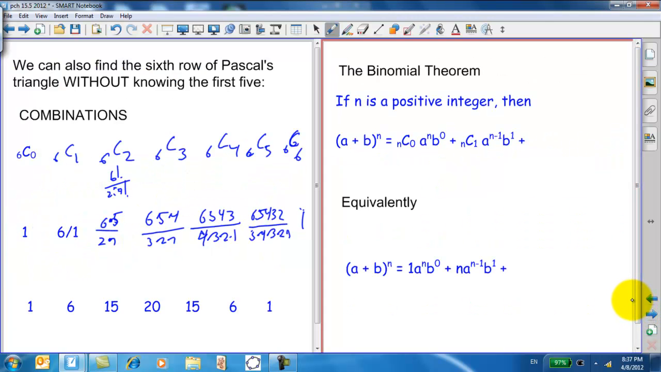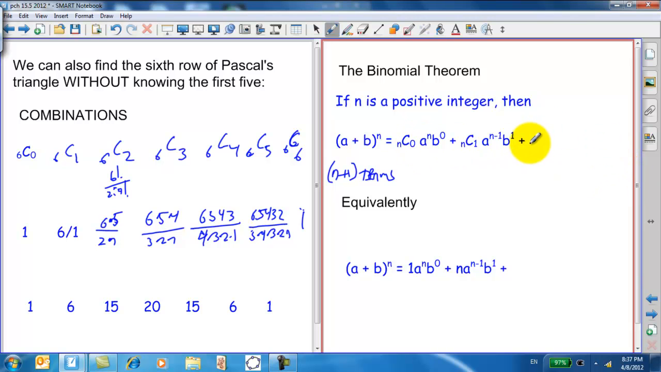So here's the binomial theorem. If n is a positive integer, then (a + b)^n has many terms in it. It will have n + 1 terms. The powers on a will descend from a^n all the way down to a^0, and the powers on b will come up from b^0 all the way up to b^n. And we'll start off with nC0 and end up with nCn.